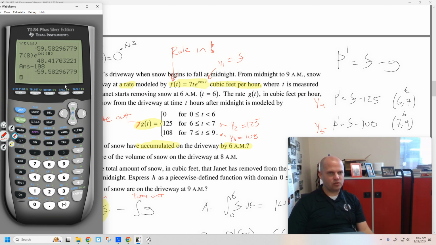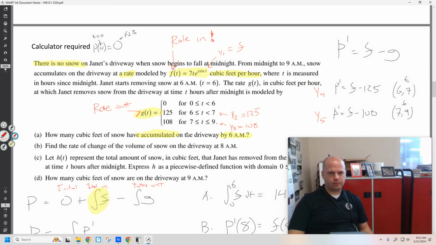And again, we can also do Y1 at 8 minus Y3. At 8, if we plug in 8, it won't make a difference. Plug in 8 or just minus Y3. That's how you get your number. That's your derivative.